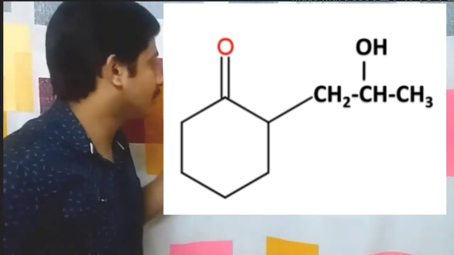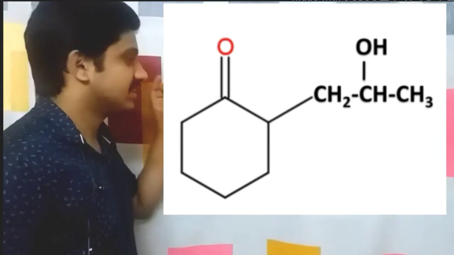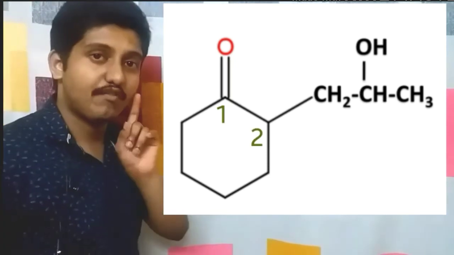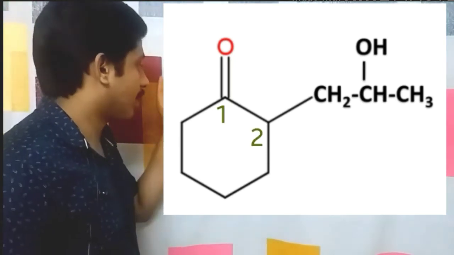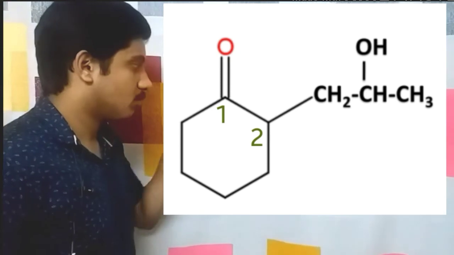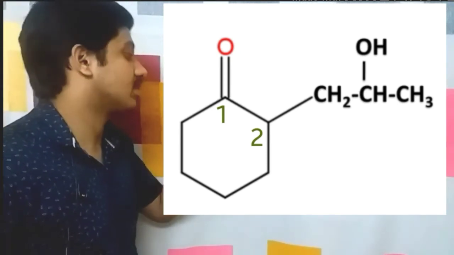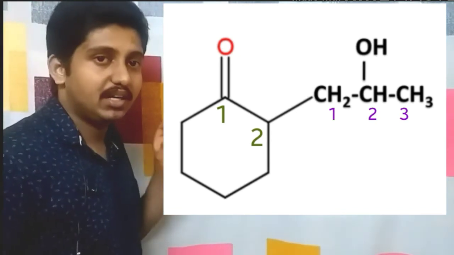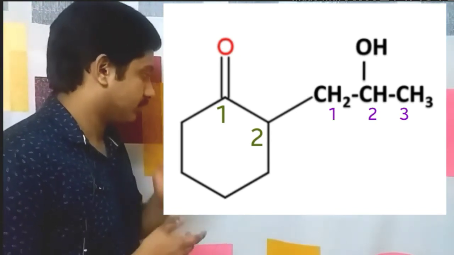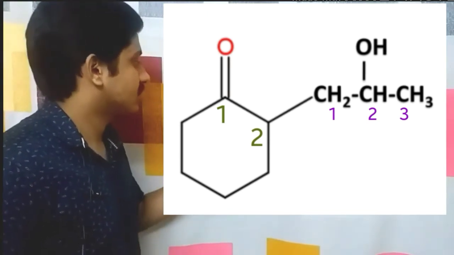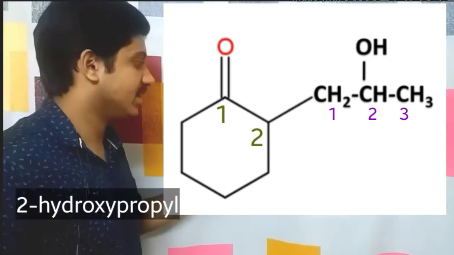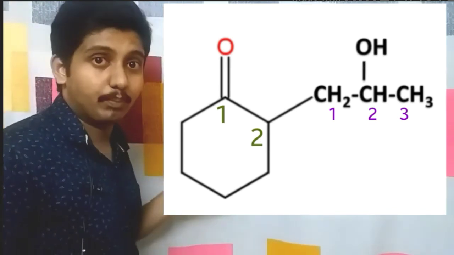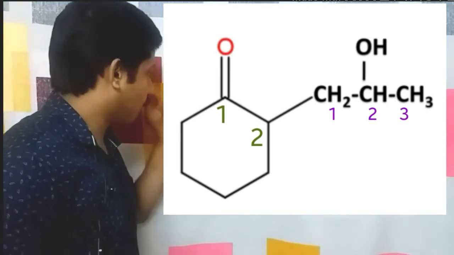So the cyclic ring will be the parent compound, and hence the numbering will be in such a way that the keto group carbon will get the first number, and hence numbering will be like this. Now, how will be the numbering of the side chain? The carbon atom attached to the parent chain will get the number 1, and the total name will be, first of all, prefix. Prefix is nothing but 2-hydroxy prop-1-yl. Now what will be the suffix? Keto group. So -one. So 1-one.